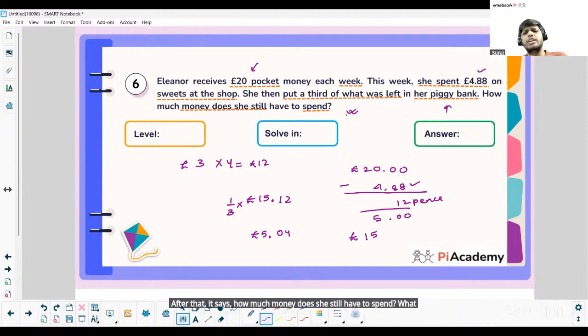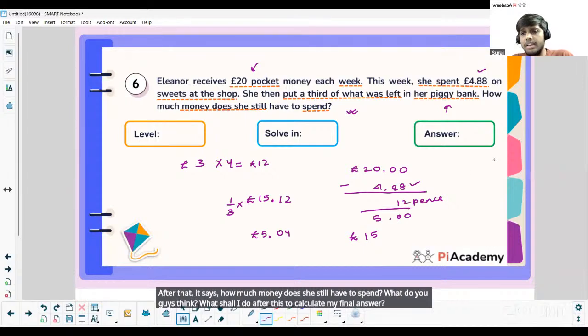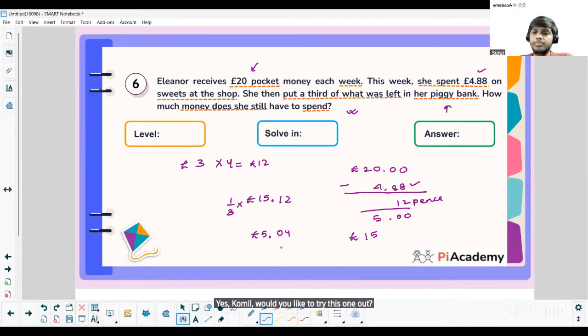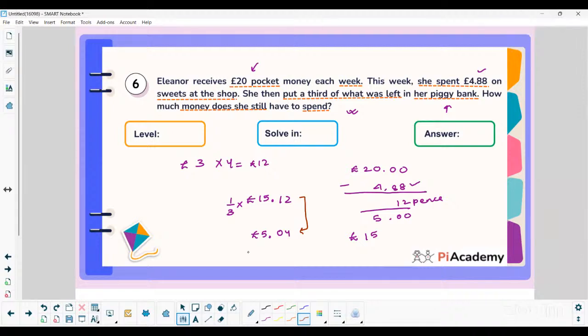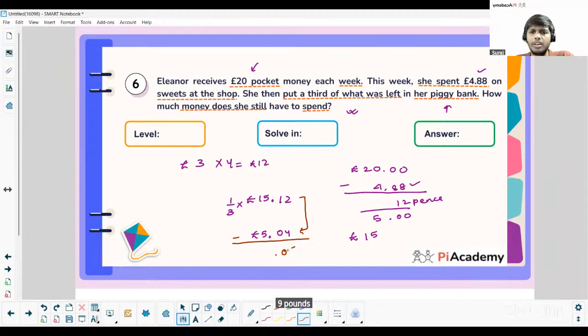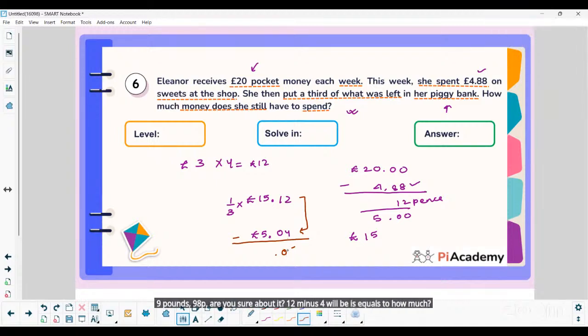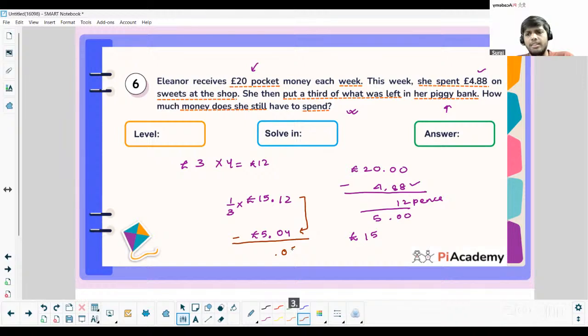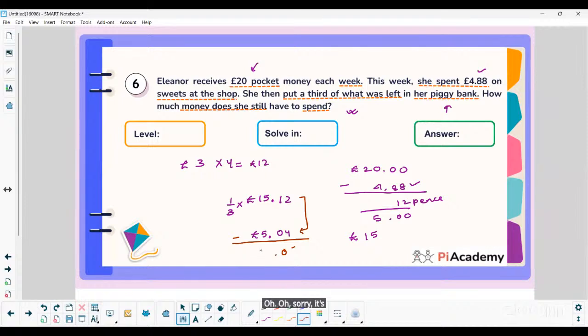What do you guys think? What shall I do after this to calculate my final answer? Yes, Komal, would you like to try this one out? You have to do £15.12 minus £5.04, which is £9.98. Are you sure about it? 12 minus 4 will be equal to how much? 8. Check it once again. You have 12 pence, you have 4 pence. Sorry, it's 9 pounds 8p.